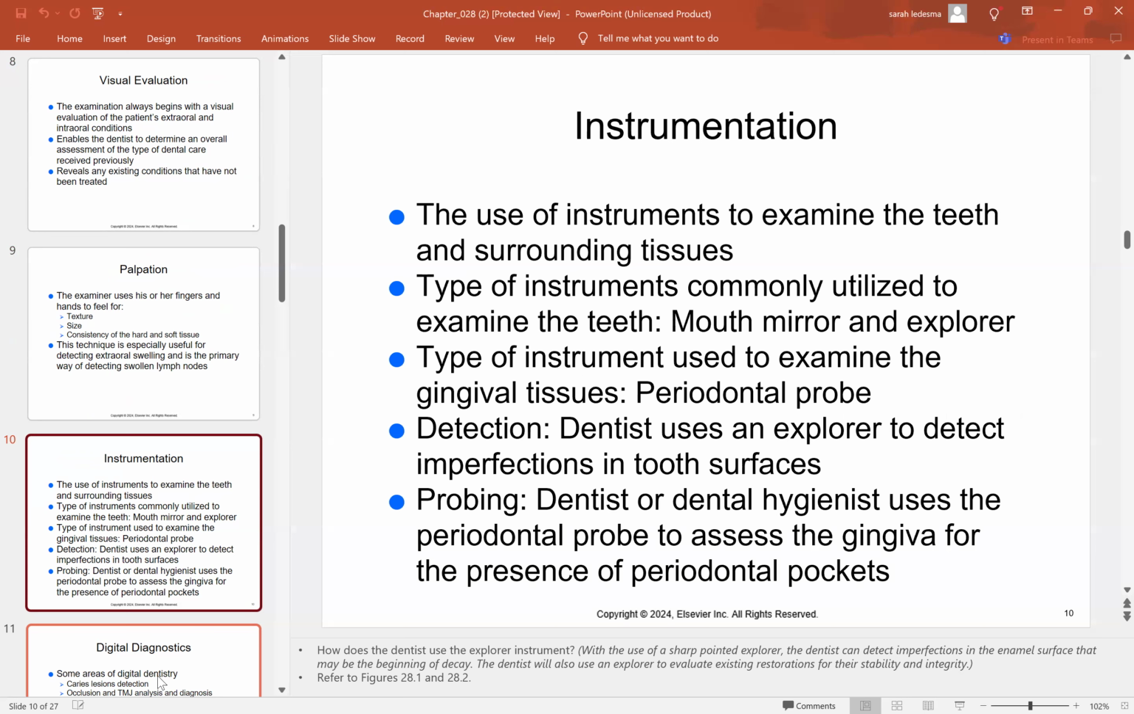Detection. The dentist uses the explorer to detect imperfections in tooth surfaces, and in probing, the dentist or dental hygienist uses the periodontal probe to assess the gingiva for the presence of pockets.